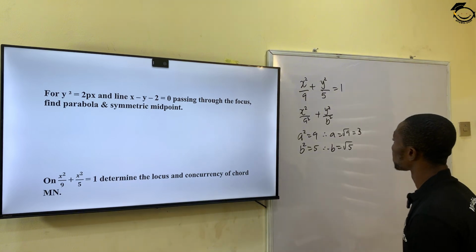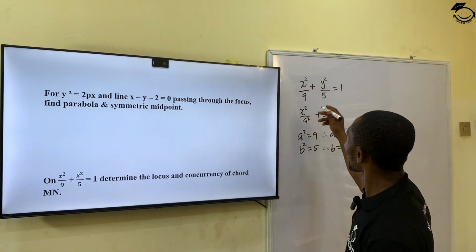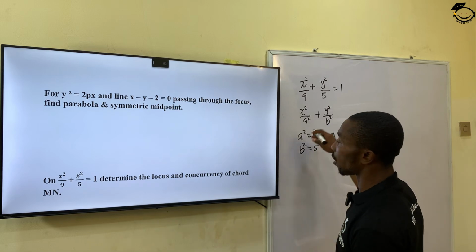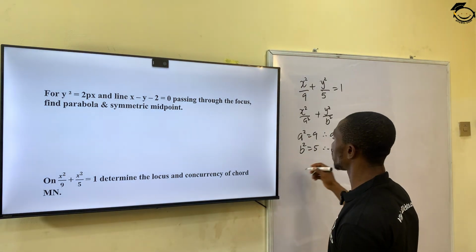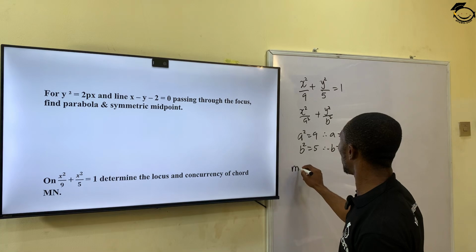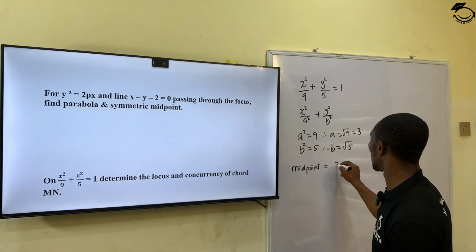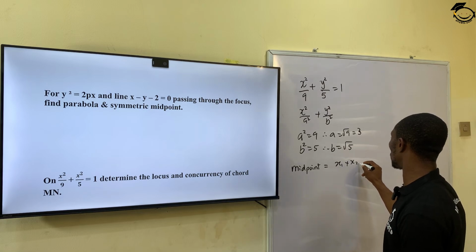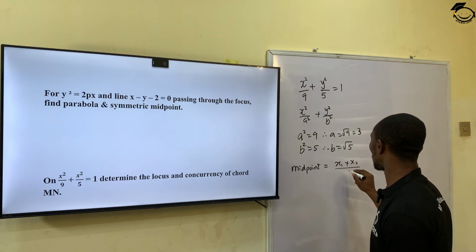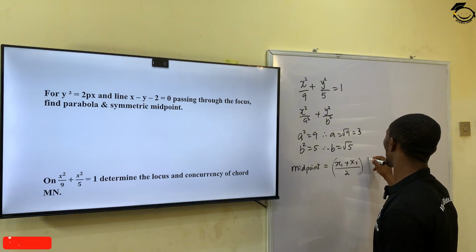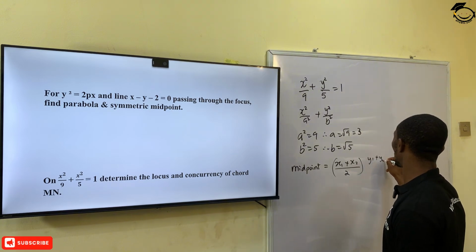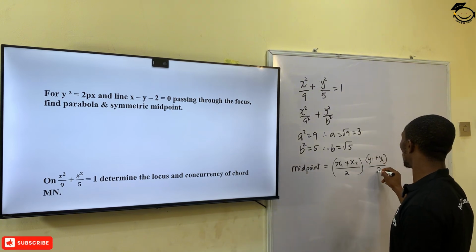Now, since we are looking for the locus and concurrency of the chord, we'll find the midpoint. To find the midpoint, we'll use x1 plus x2 all over 2 and y1 plus y2 all over 2.